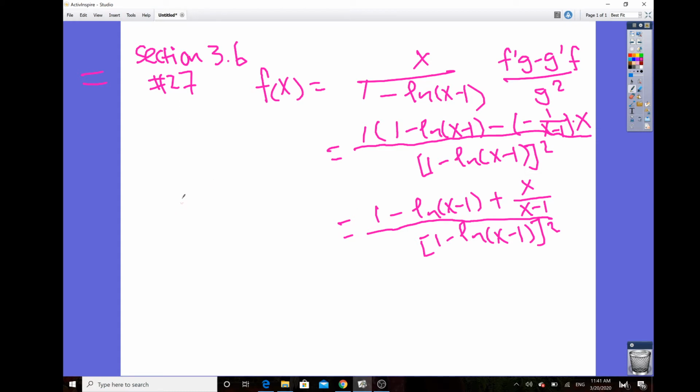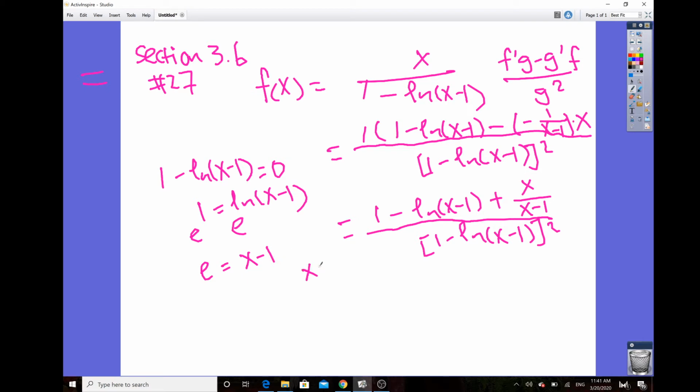So let's start with the denominator. 1 minus natural log of the quantity x minus 1 cannot be 0, so let's find out the restriction. That means 1 equals natural log of x minus 1. Then you take base e on both sides, and you get e equals x minus 1. So x equals e plus 1. Again, this is part of the restriction.